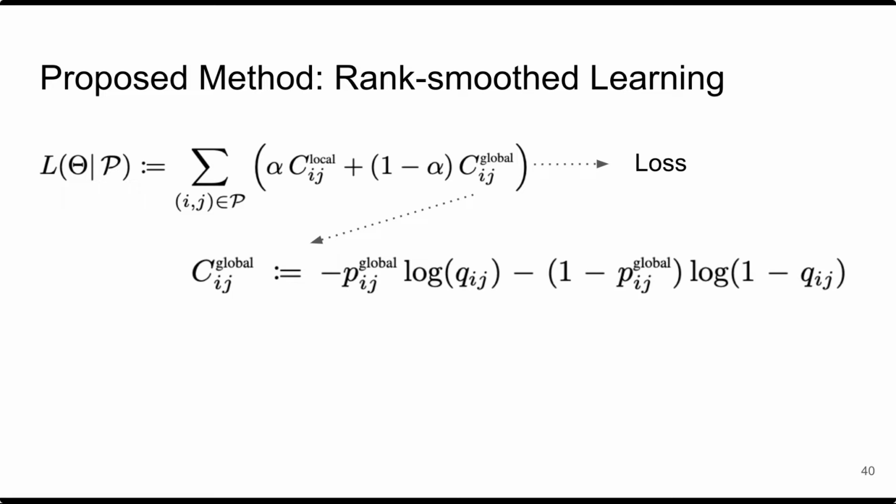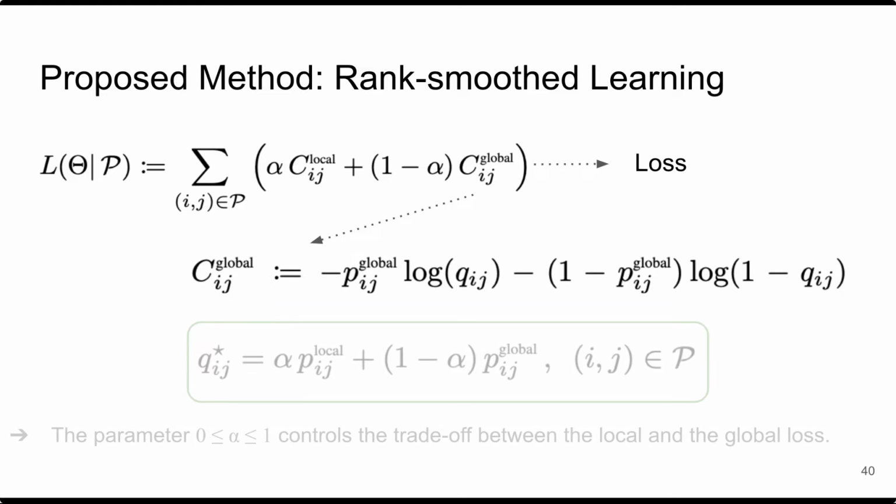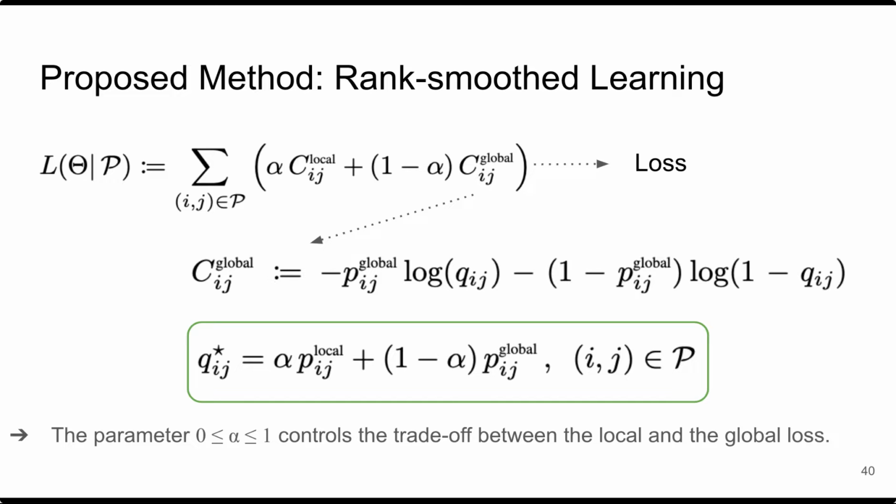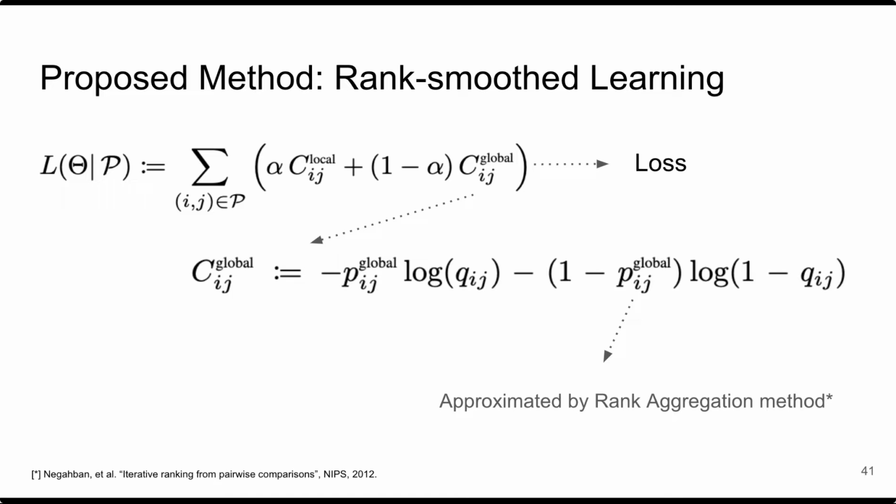Okay. So more specifically, I did mention that if you use a convex combination of the local cross entropy and global cross entropy, the net effect is as if you're averaging your local empirical probabilities with global empirical probabilities given the parameter alpha. With alpha, you can swing this towards the local ratings, or you can swing it towards the probabilities obtained from rank aggregation. I mentioned we're going to approximate the PIJs, the global empirical probabilities, by rank aggregation. But what is rank aggregation?